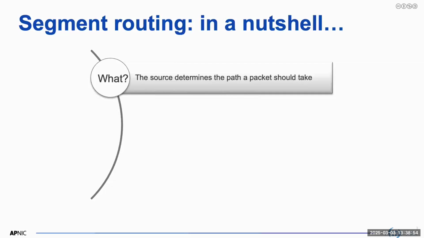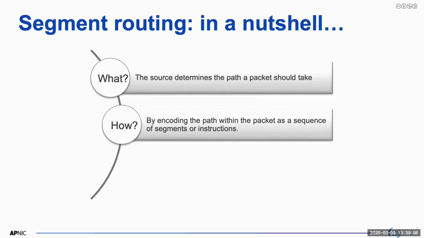But in the case of segment routing, the source that is sending the packet should dictate what path the packet should take while it reaches the destination. So how is it done? This is done by encoding the path information within the packet in a sequence of segments.